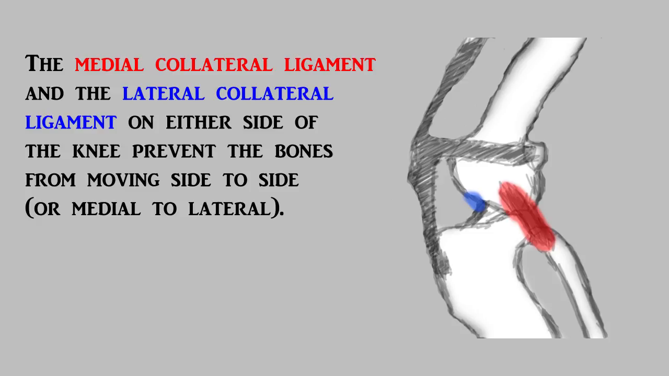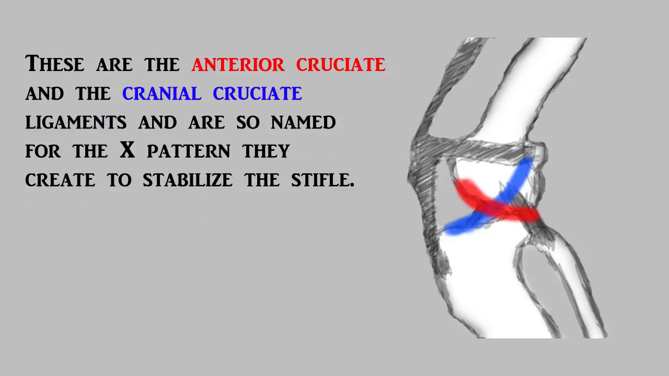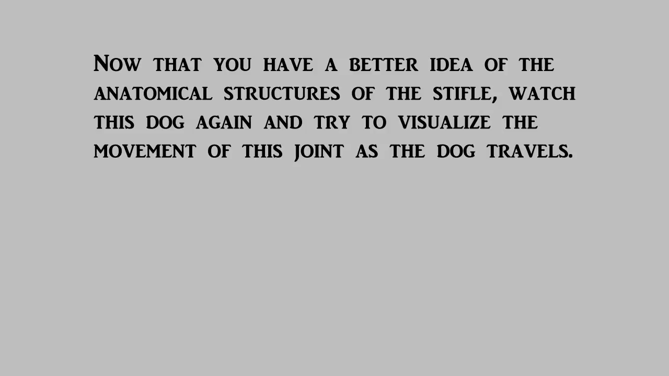Although the femoral condyles need to glide cranially or caudally, if they shift too far in either direction, then the joint would be unstable. Therefore, cruciate ligaments inside the joint are necessary to prevent the condyles from shifting too far forward and backward, or cranially and caudally. These are the anterior cruciate and the cranial cruciate ligaments, and are so named for the X pattern they create to stabilize the stifle.